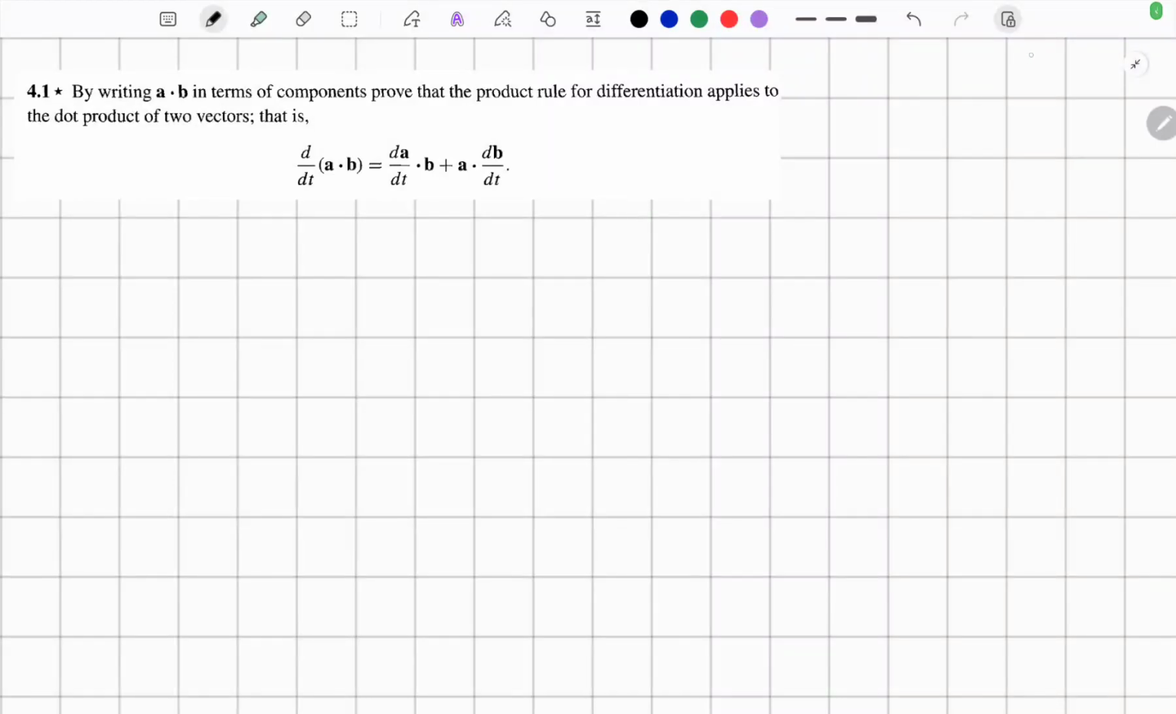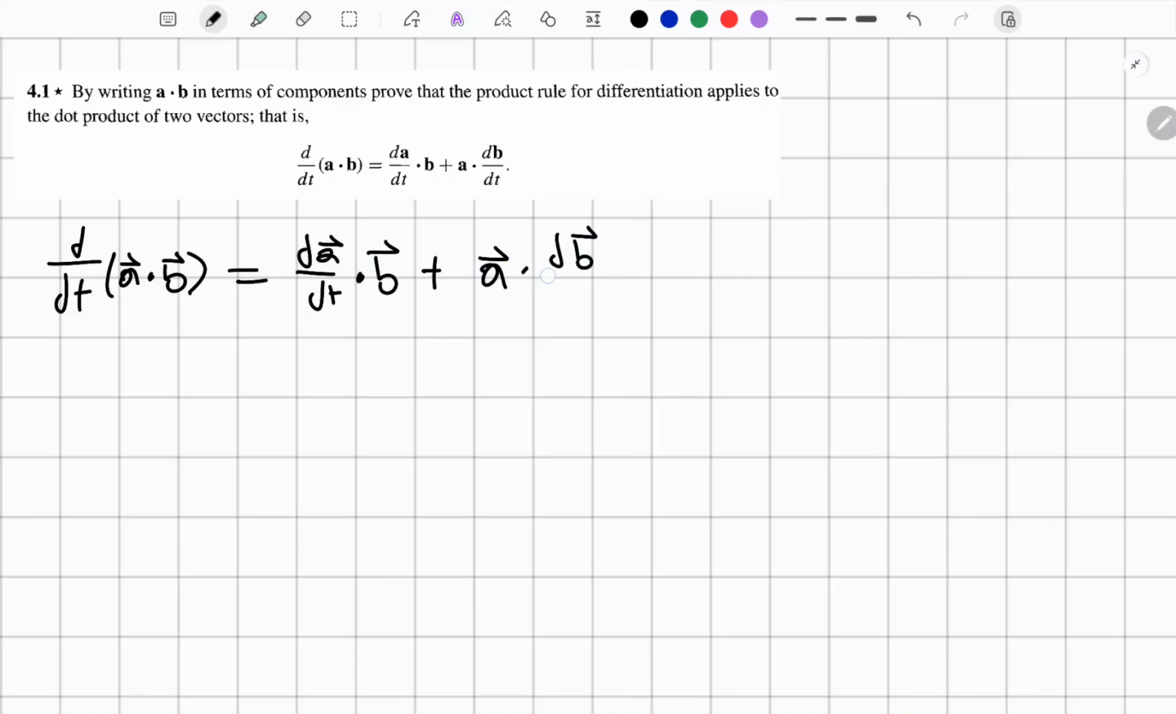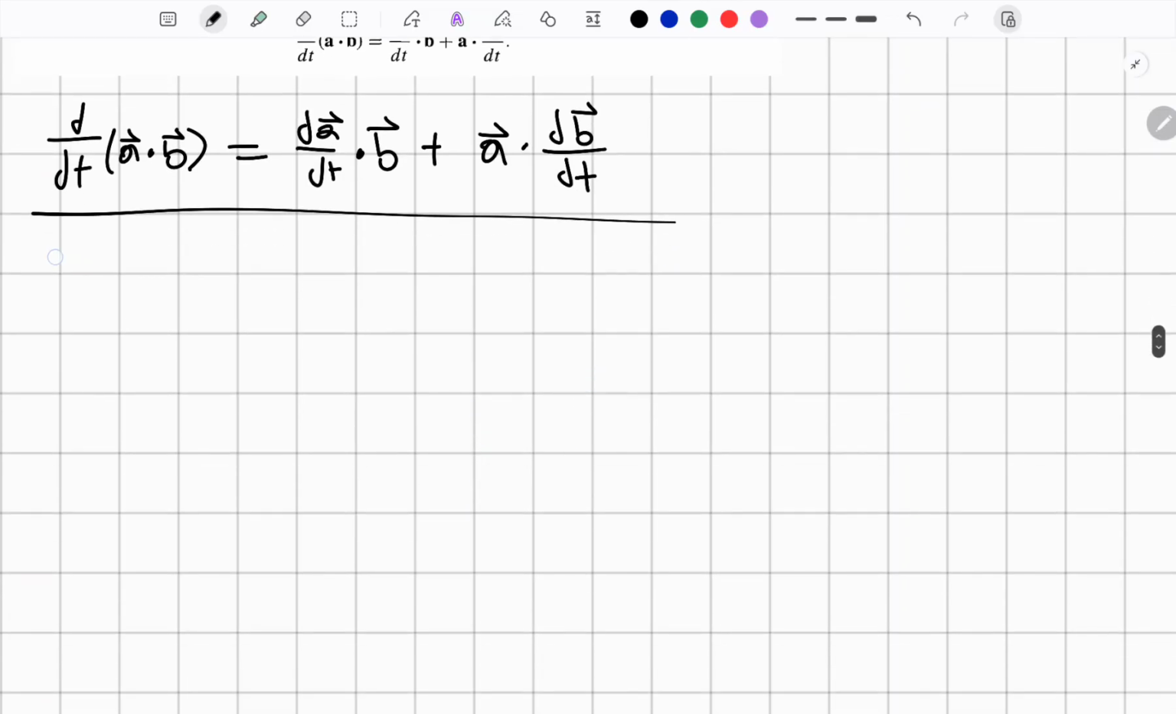Alright, so we're going to work through problem 4.1 from chapter 4 of Taylor's Classical Mechanics. This is a problem proving the product rule for the dot product of two vectors. And we have that d over dt of vector A dot vector B is equal to the derivative of vector A with respect to time dotted with vector B plus vector A dotted with the derivative of vector B with respect to time. So I'm going to start by creating our vectors here.